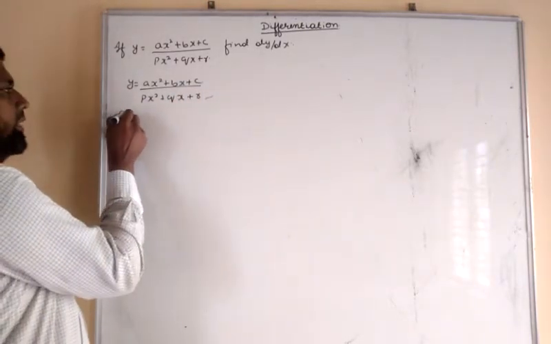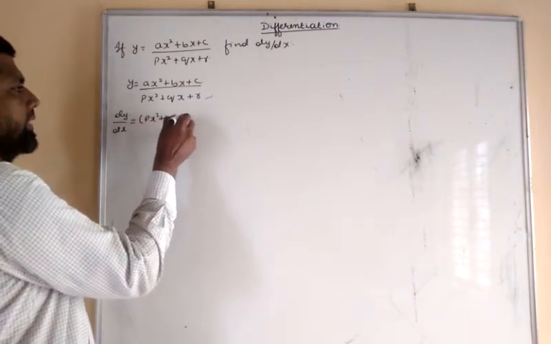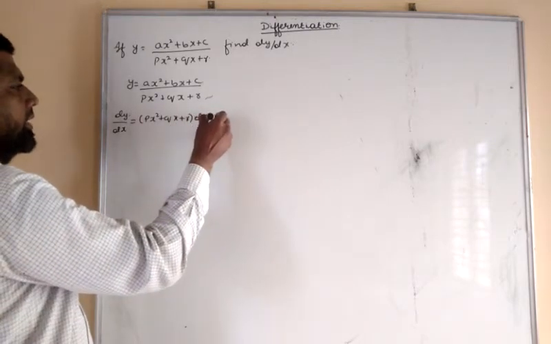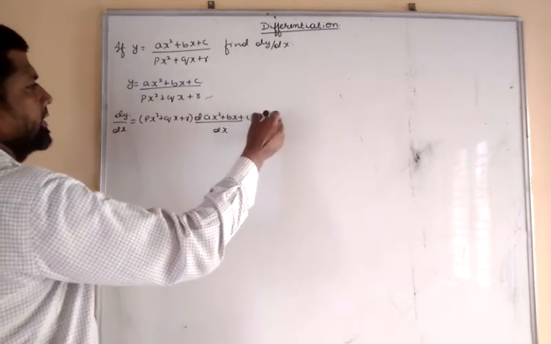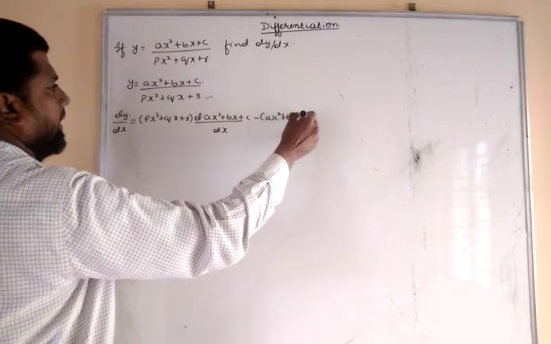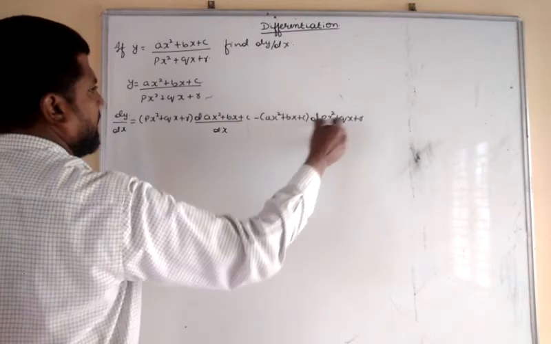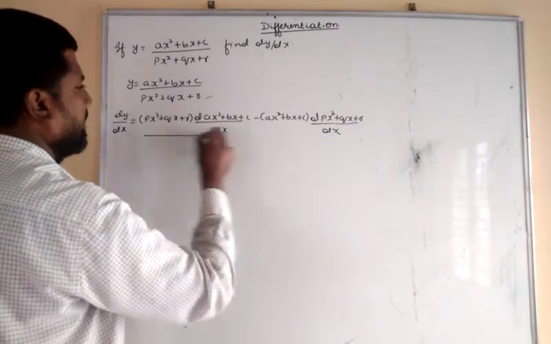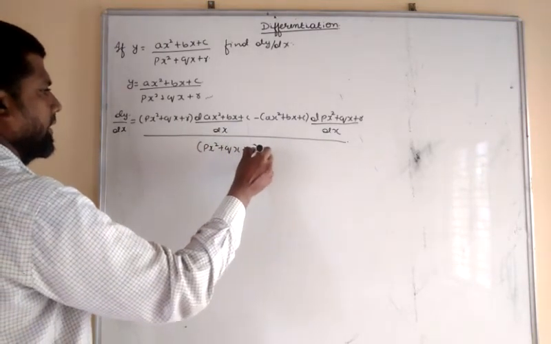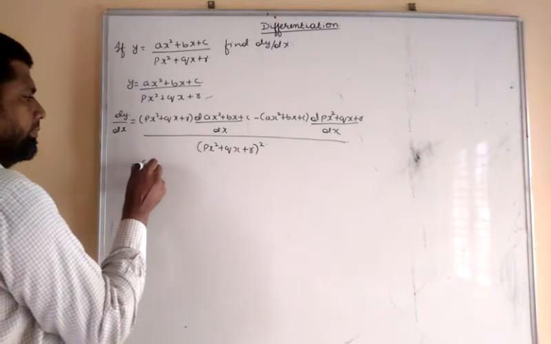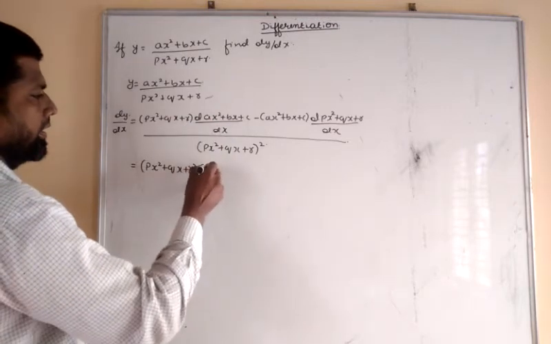So let us apply the formula. The denominator is px square plus qx plus r, then the differentiation of the numerator ax square plus bx plus c, minus ax square plus bx plus c, then the differentiation of px square plus qx plus r, by (px square plus qx plus r) whole square.